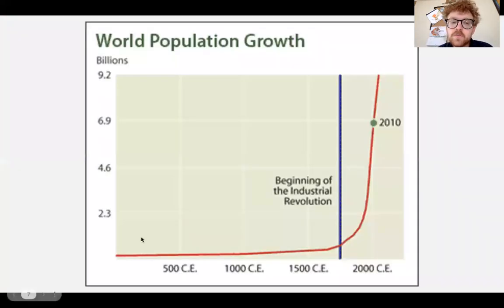So the Industrial Revolution is being preceded by this agricultural revolution. As you can see right here, the population of the world is exponentially rising. We have so much new food because we have so much new access to food. Awesome.